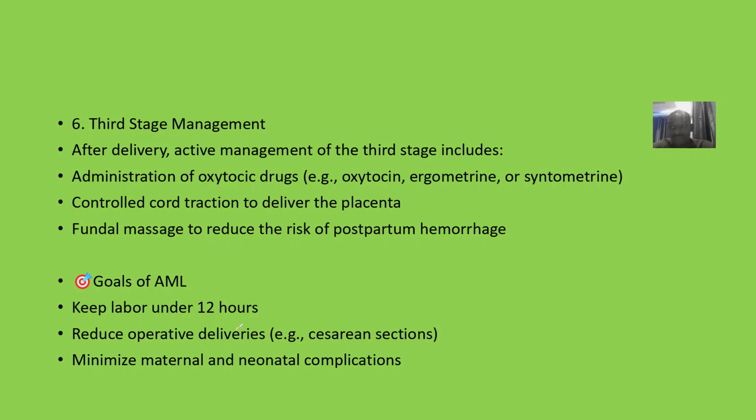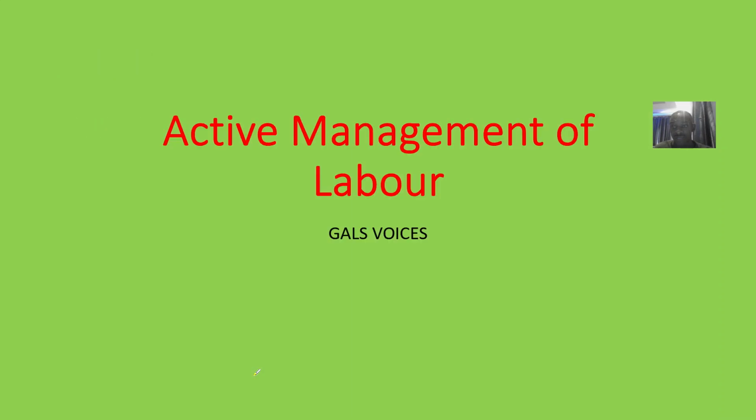bleeding after delivery. So the goal of this active management of labor is just to keep labor within 12 hours, right? It shouldn't be going too long, okay? To reduce surgeries to deliver the baby, so that delivery could actually go through the vagina naturally. Also to minimize maternal and neonatal complications, okay? So that's just it for the active management of labor and the various components in this practice.